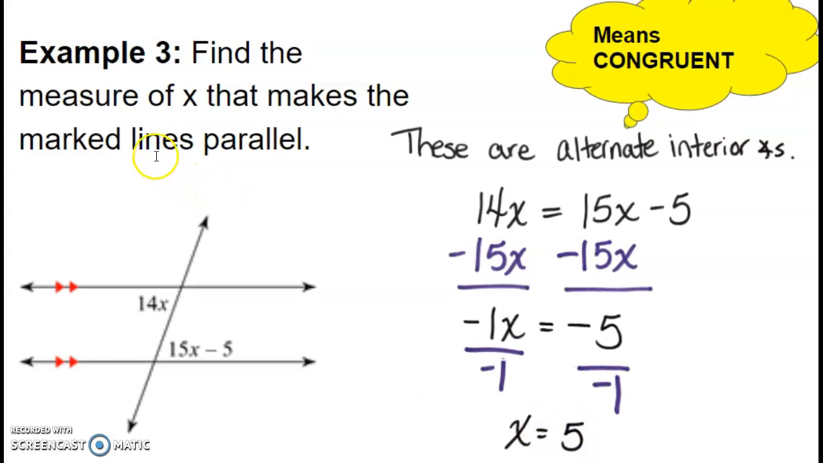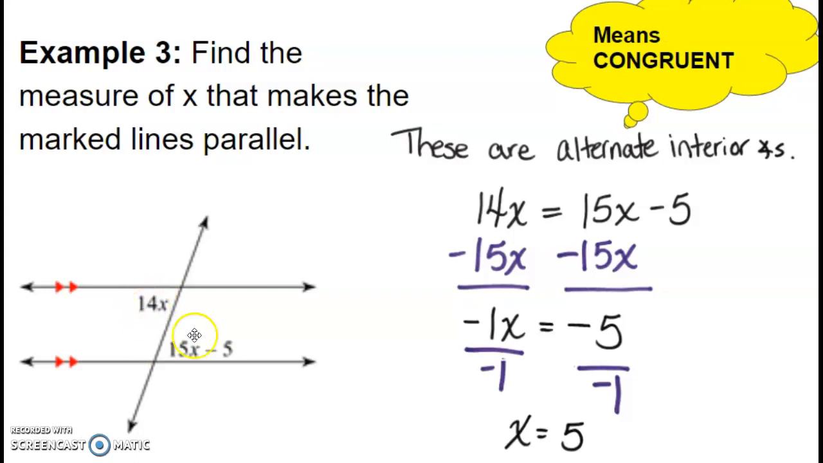All right. Let's see what's going on here. Find the measure of x that makes the marked lines parallel. We've got these two lines right here that are marked. We're saying they're parallel to each other. Once again, we have a transversal. Now, which angles are we looking at? Where are they? Think about where they are.